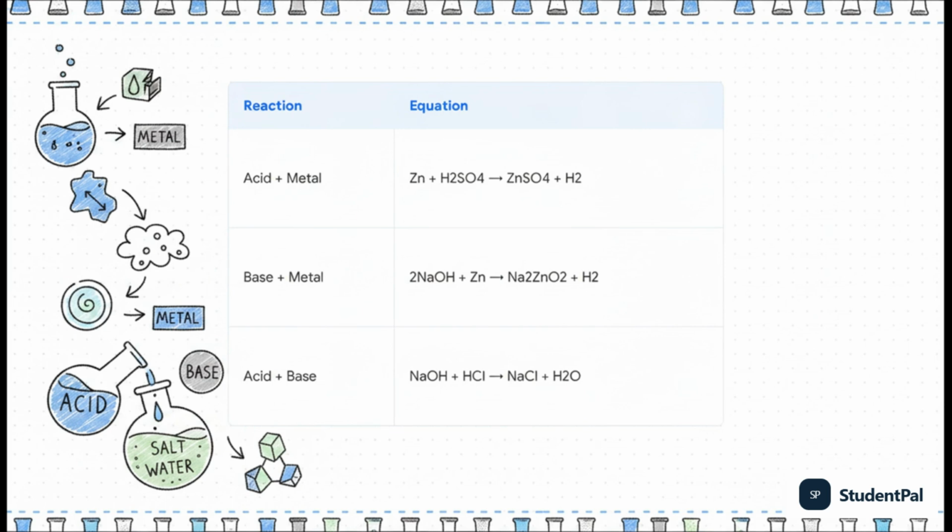For instance, using sodium hydroxide with zinc gives us a salt called sodium zincate and hydrogen gas. But keep in mind, this specific base reaction doesn't just happen with all metals. And then we have an even more important reaction. What happens when an acid meets a base directly? They totally cancel each other out, forming a salt and water.